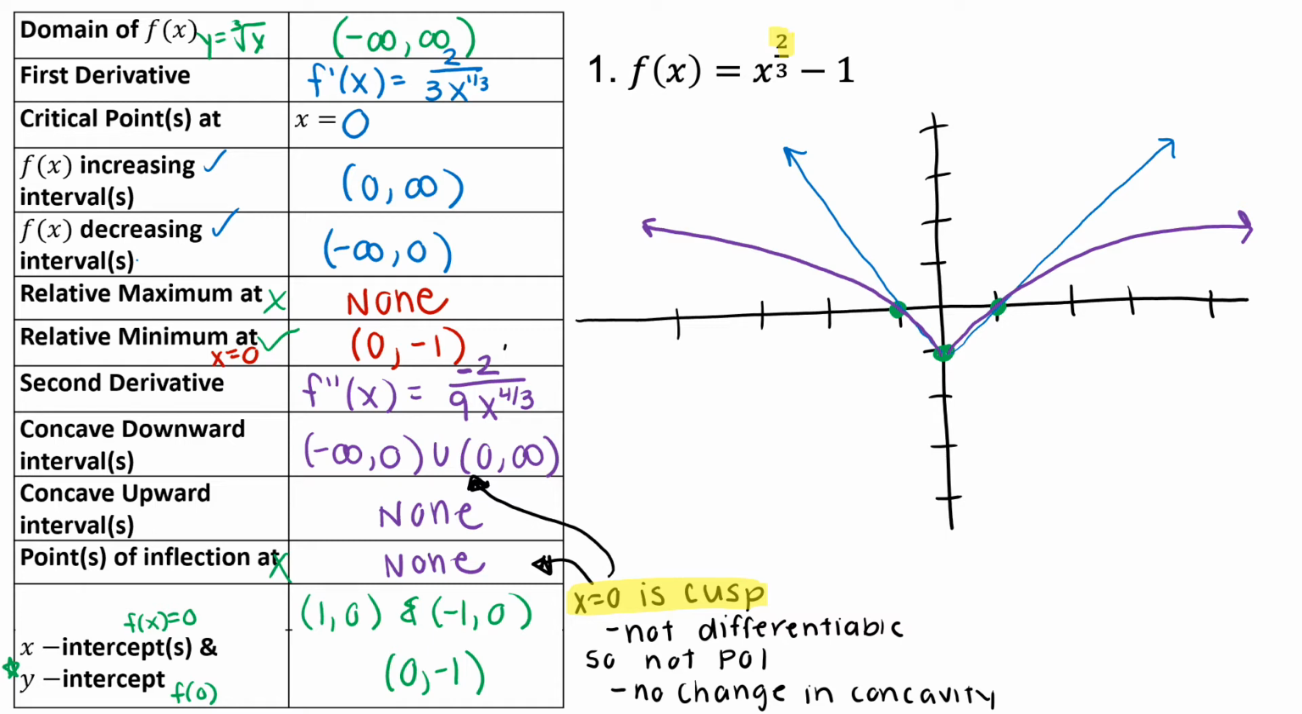So my final graph that I drew has that downward curve and is decreasing and comes to that cusp, stays a downward curve as it's increasing.